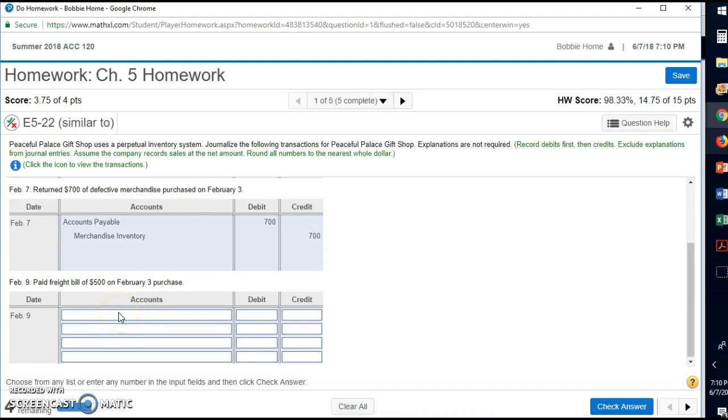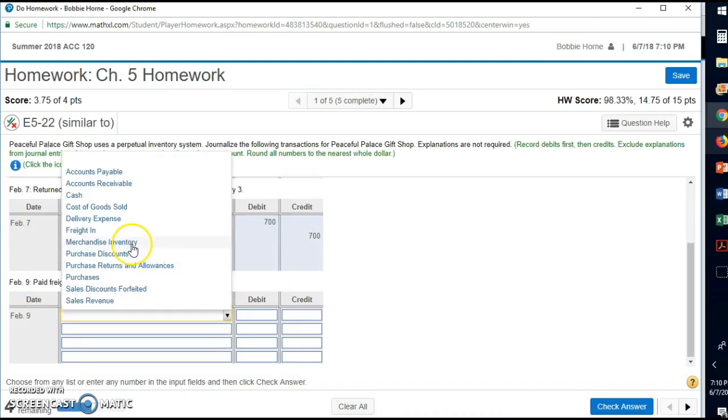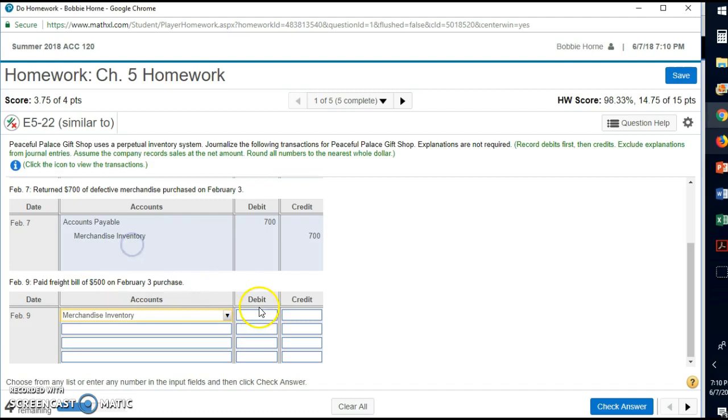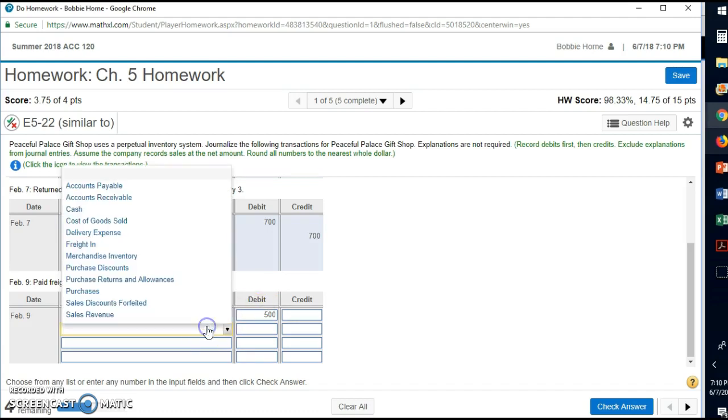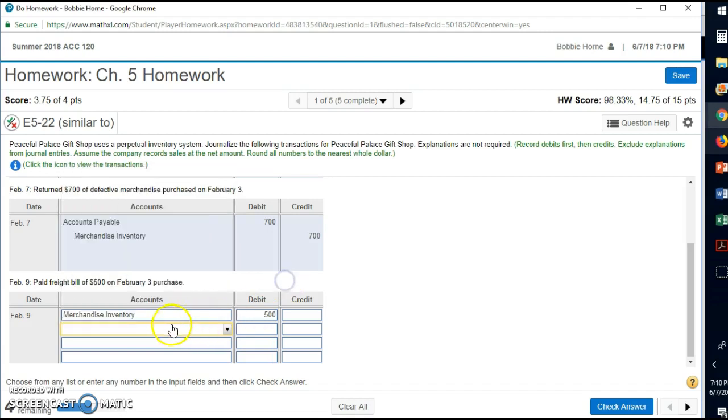Then we paid a freight bill, and as a buyer, if you pay freight to order your inventory, it is included in inventory because it is a cost to get the inventory to us. So it's part of inventory when you are a buyer. If you're a seller, you record it as a delivery expense.